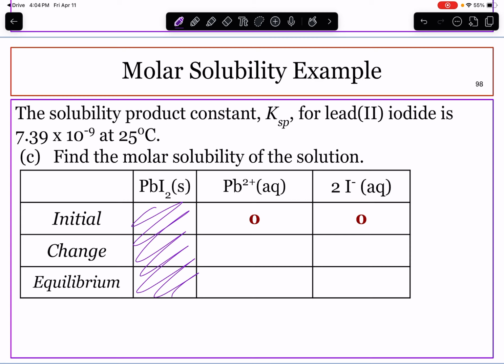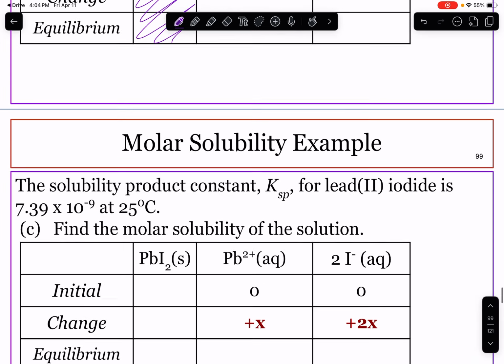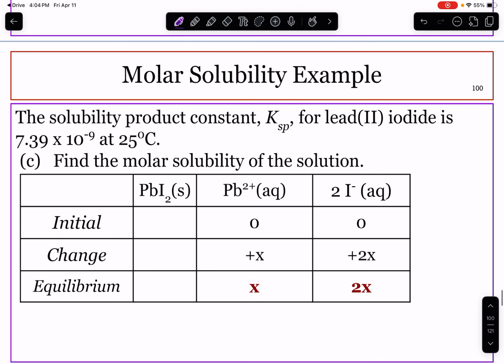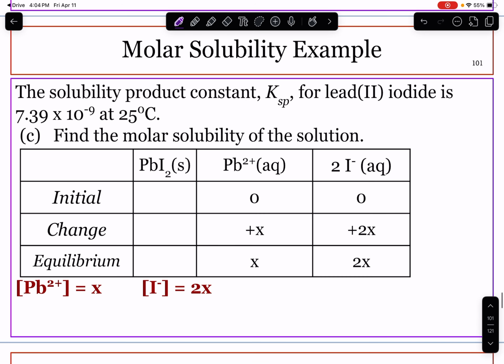See if you can fill out the change row in terms of X. The lead ion is going to increase by some X term or variable, and iodide will increase by double that amount because for every lead iodide that you break apart, you're going to get 1 lead and 2 iodides. So here are the equilibrium values. This means that lead concentration is equal to X and iodide concentration is equal to 2X.